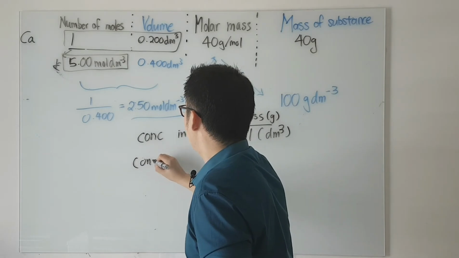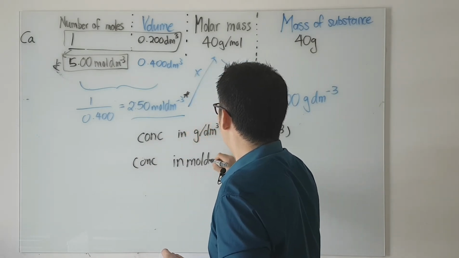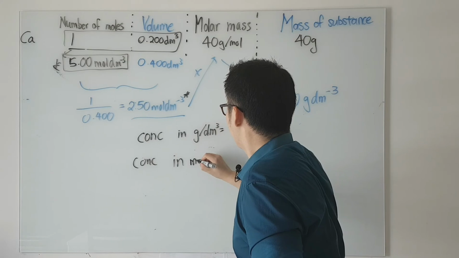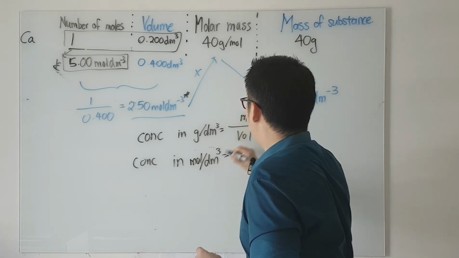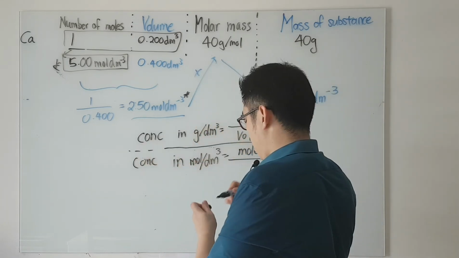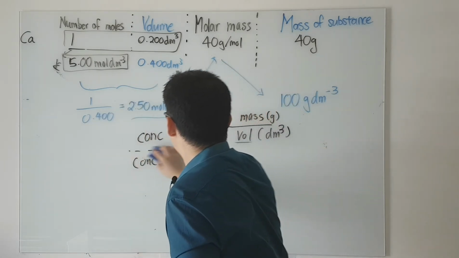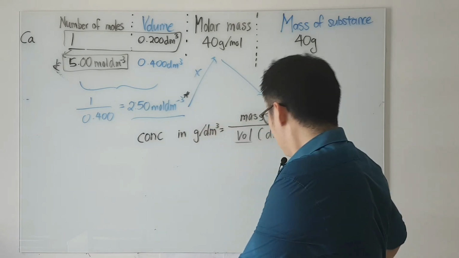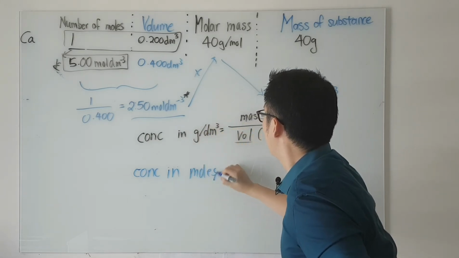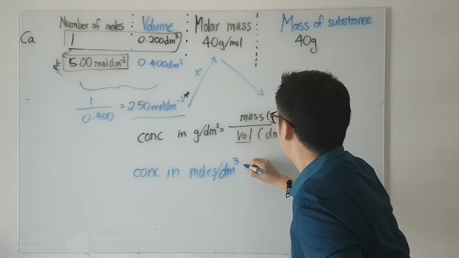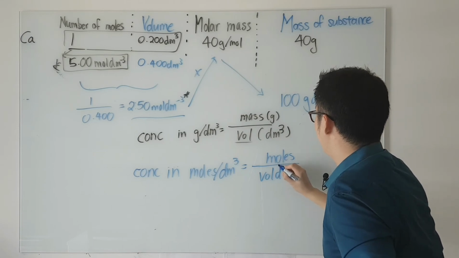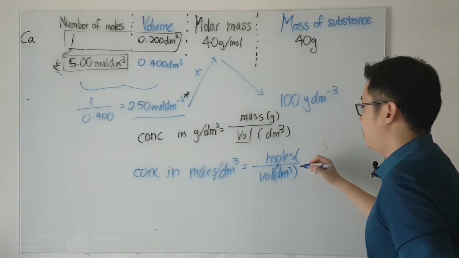You can find the concentration in moles per dm cube by taking the number of moles and dividing it by the volume as well, which is in dm cube. Your volume is in dm cube, your moles is in moles.